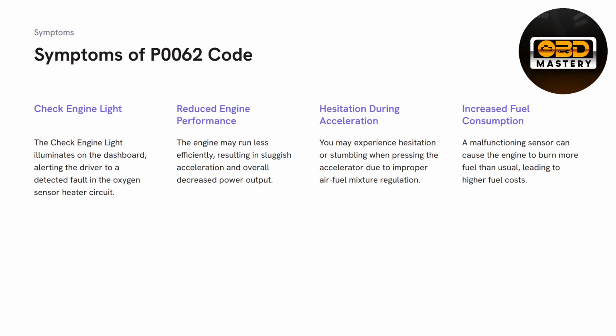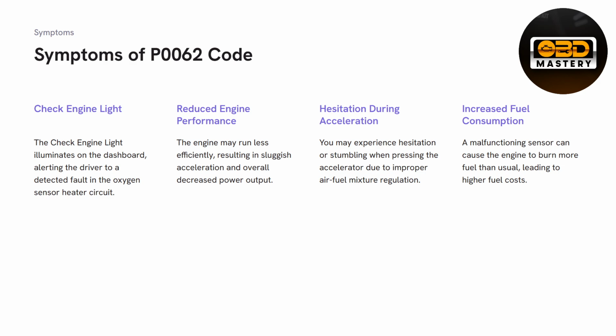Now, you will have a check engine light illumination on your cluster. That is one of the very first symptoms that you may be having with this code. You're also going to have reduced engine performance, which just means that your engine's going to be running at a less efficient, sluggish acceleration and overall output in general due to performance issues.